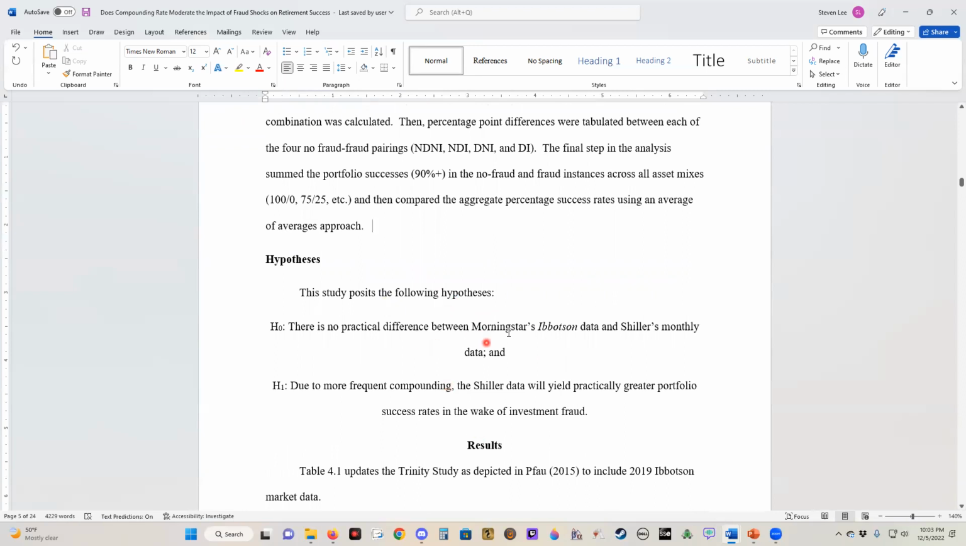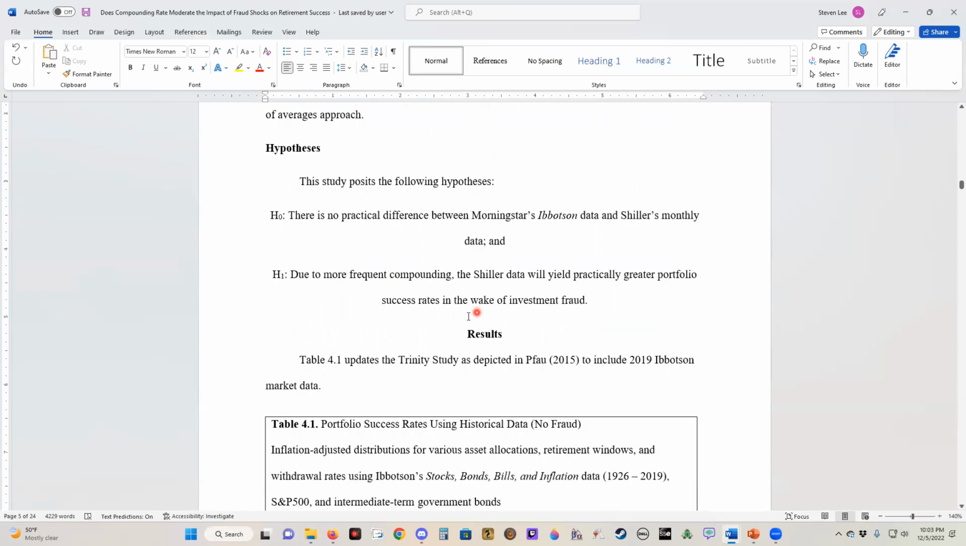So there's no practical difference between the Ipsen data and the Shiller data. Whereas here, you would think that the Shiller data will yield practically greater portfolio success rates, which is expressed in the lower average difference between fraud and no fraud. So better results. Problem is, yes, technically they were lower results, but I don't think they were practically significant. So I'm basically going to say in the results that my hypothesis was partially supported.